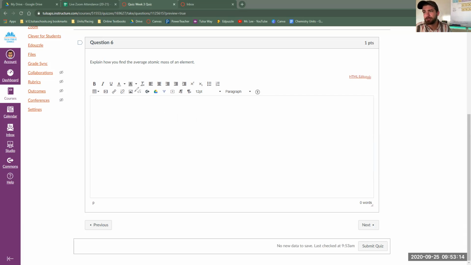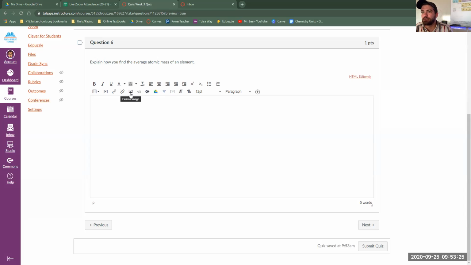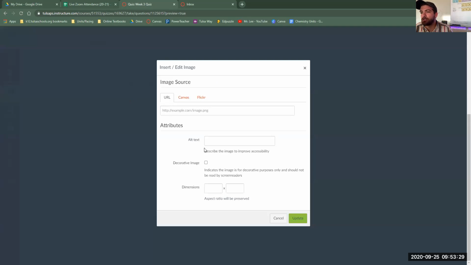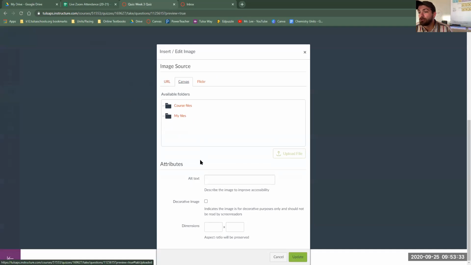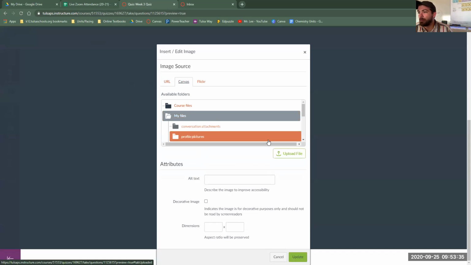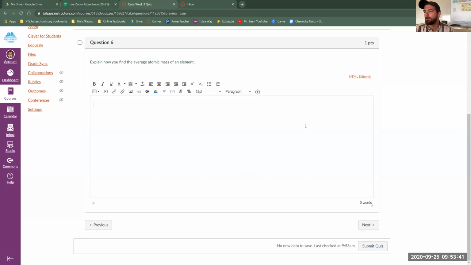So you can upload a picture by going to insert/edit media. You can either upload it if you have it as a source file, but you could also just go embed image, right? When you hit embed image, you can hit canvas and then hit upload file, okay? So you'd hit my files, upload a file. It would be on your computer, however. If that's too much, don't worry about it. So that's just a little piece of advice there.